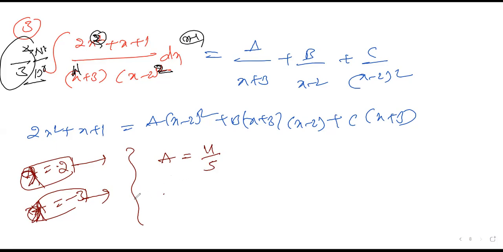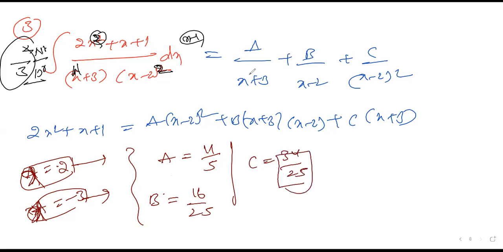x equal to 3, x equal to minus 3, you substitute. You are going to get the value of b is equal to 16 by 25. You compare the coefficients, you are going to get the value of c is equal to 34 by 25. Value of a I got, value of b I got. So like that, you are going to get all values. I don't want to say exact answers because you are going to get the constant values, these three.